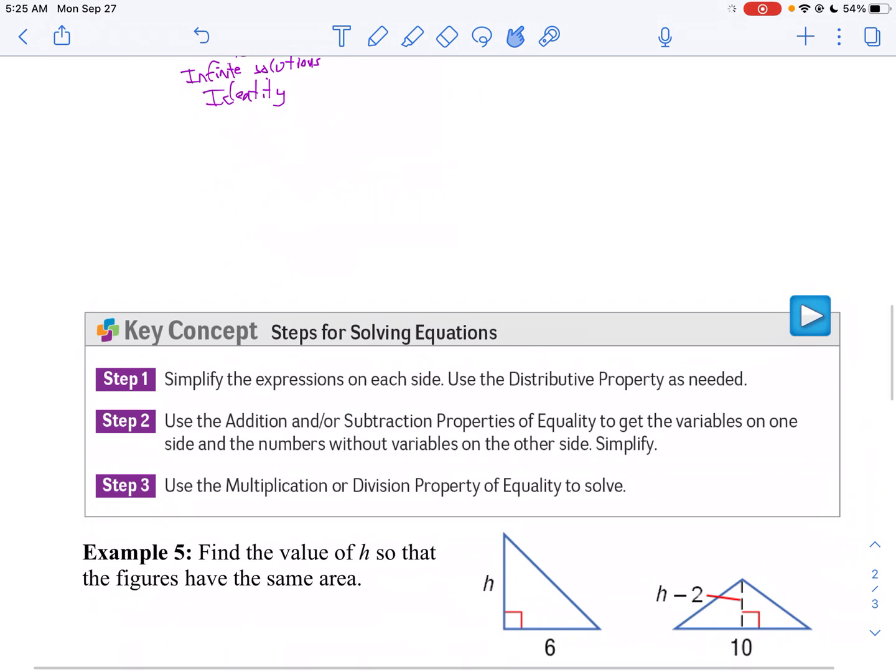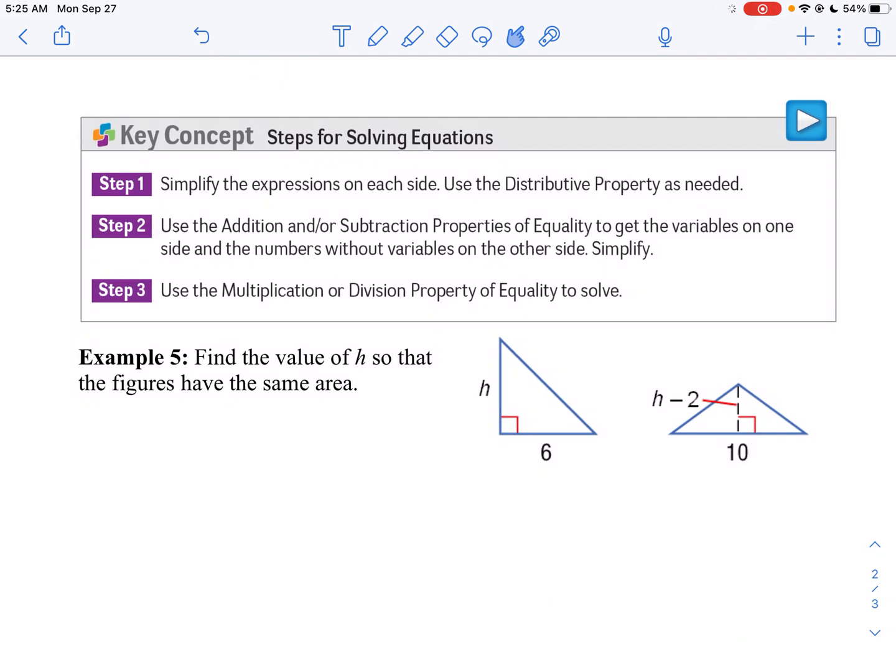Now, when we solve an equation, let's just review. We want to simplify as much as you can on each side. Then you want to move all the variables to one side. After you simplify and move all the variables to one side, you should have a two-step equation, and then just undo addition and subtraction, undo multiplication and division.